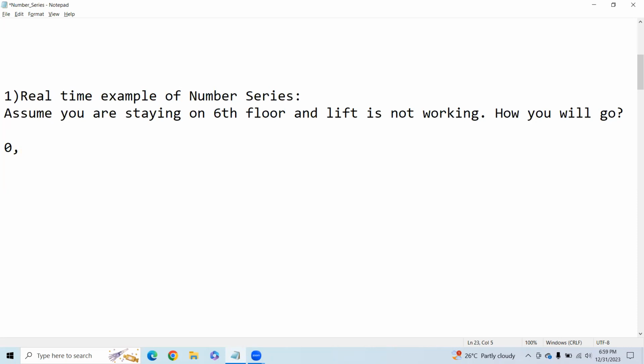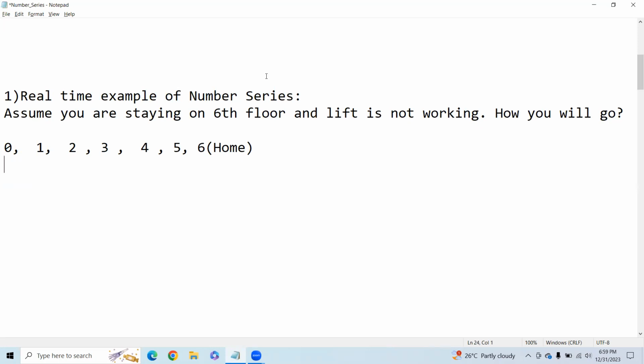Then you start walking by stairs. Then you'll reach the 1st floor. Then you'll reach the 2nd floor. Then the 3rd floor. Then the 4th floor. After that the 5th. And then finally you'll reach the 6th floor. That is your home. So as the lift was not working, you went by the stairs. So 0, ground floor, then 1st, 2nd, 3rd, 4th, 5th, 6th.